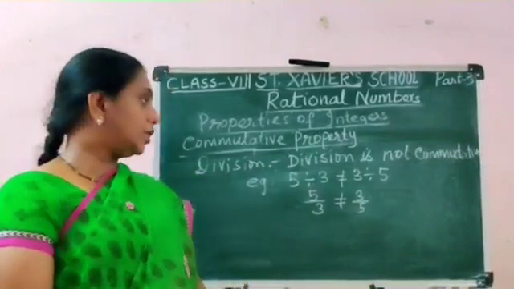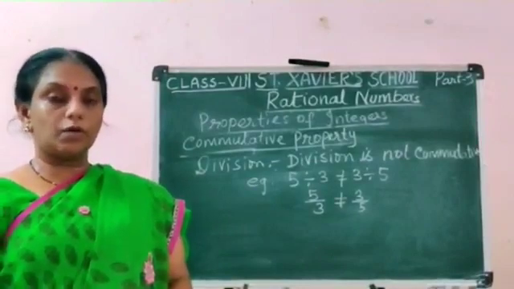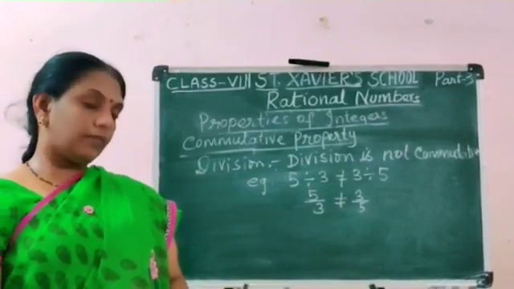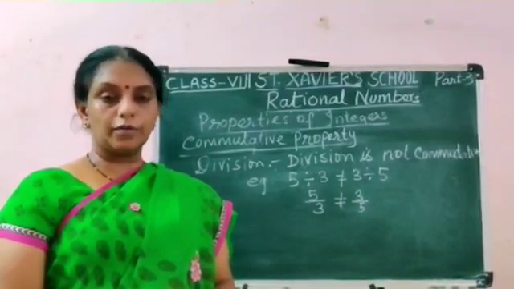Commutative property for division. Division is not commutative. Example is 5 divided by 3, that is not equal to 3 divided by 5. So 5 by 3 is not equal to 3 by 5.